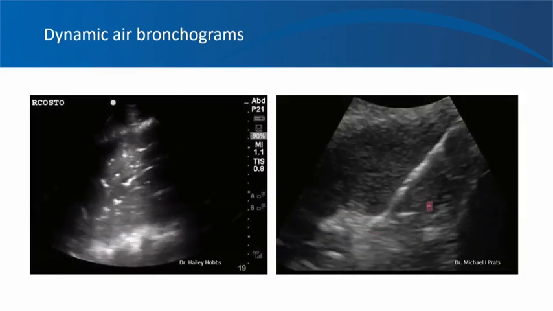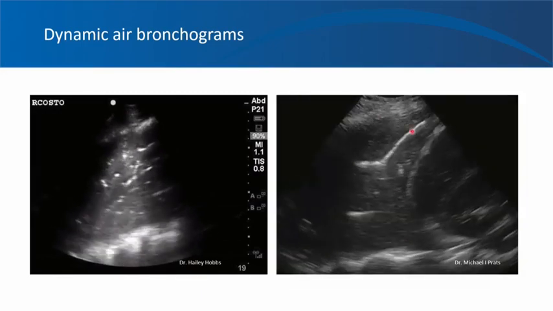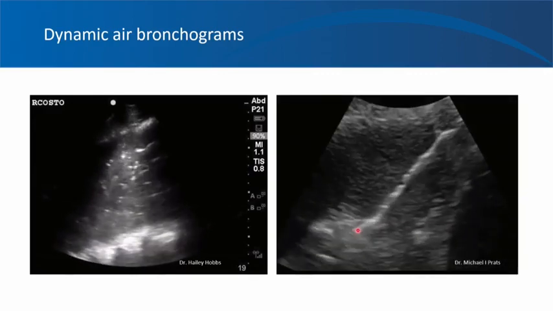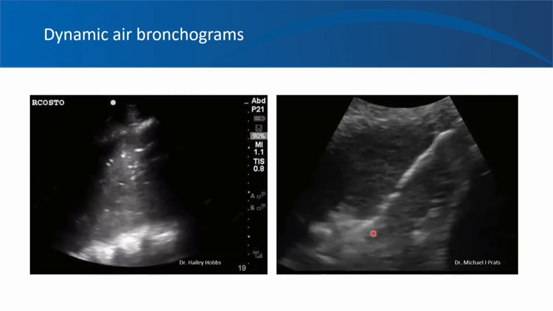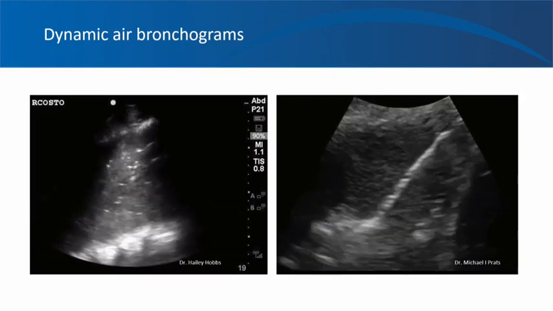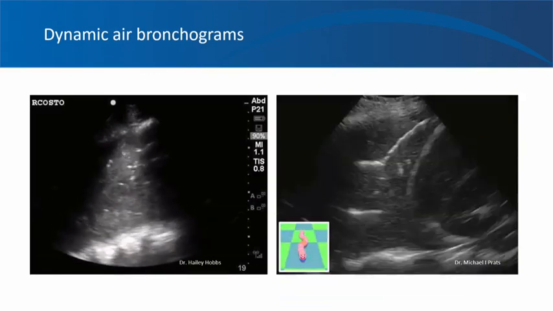And here is another example of the consolidated lung. And this is the diaphragm here, and this is the liver or spleen. And these are air bronchograms nicely moving with respiration. So these moving air bronchograms are called dynamic air bronchograms, and sometimes they are compared to wiggly worms.